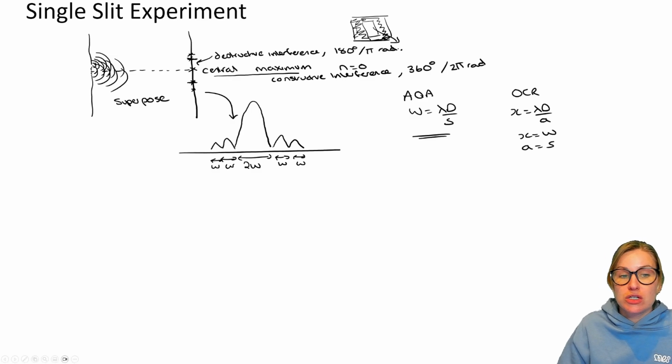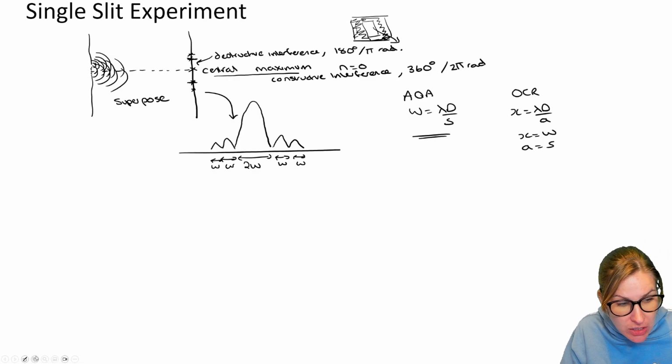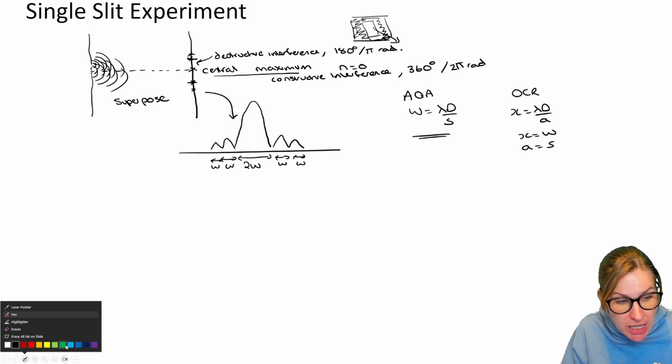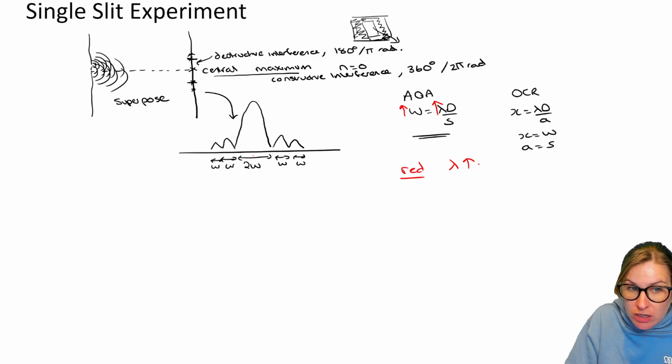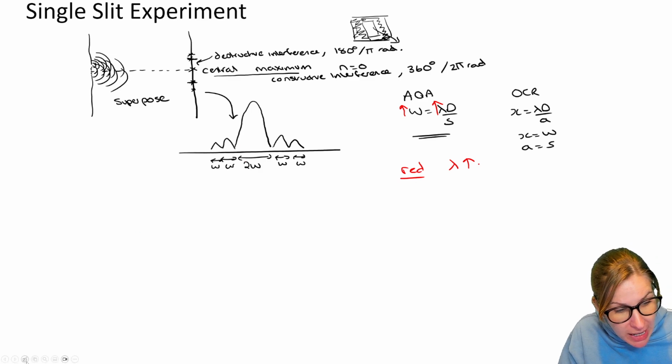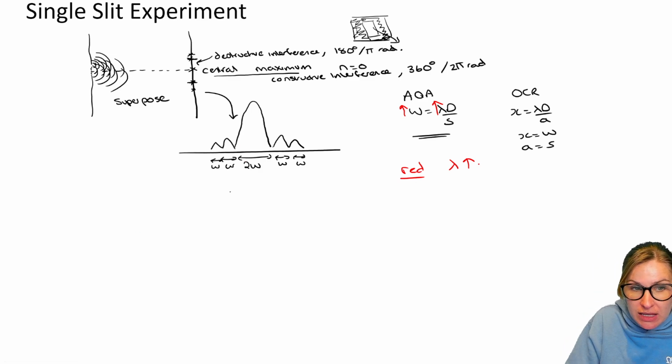Okay, so now we're going to see how this equation would change if we change the wavelength. Let's say we used red light. I know red light has a much longer wavelength. So if I increase the wavelength, my W is going to increase. Let's say before, the black for W represented 1 centimeter, right?